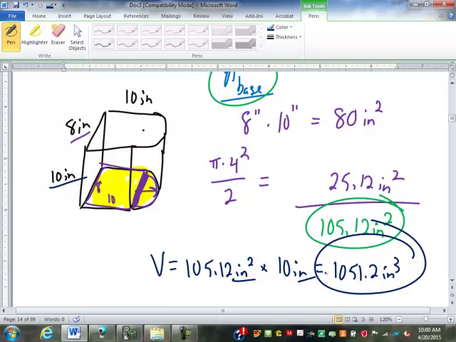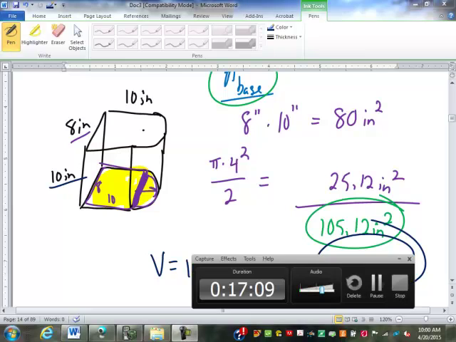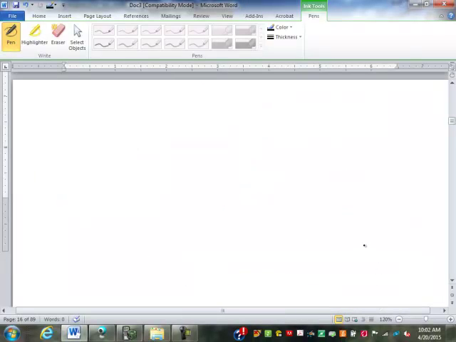I wonder what the fourth dimensional object is. You want to know? So the next thing we need to talk about is surface area.